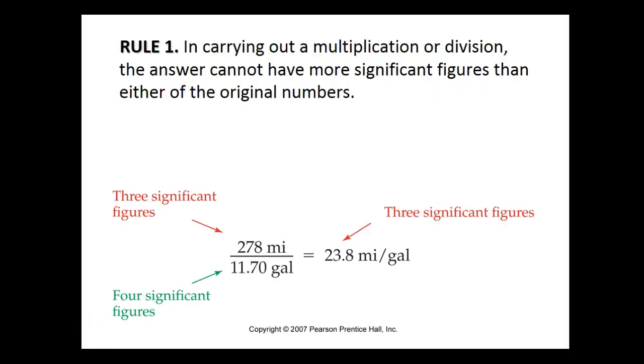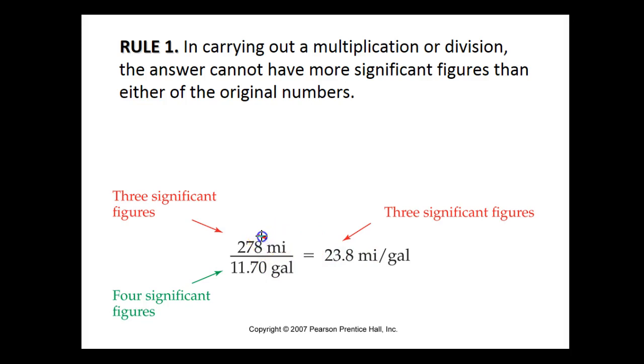When you're working with problems with multiplication, division, addition, or subtraction, there's one rule. The answer cannot have more significant figures than either of the original numbers. So you're going to look for the lowest significant figures. So here's a division problem, and once they divide it, they ended up getting this answer.